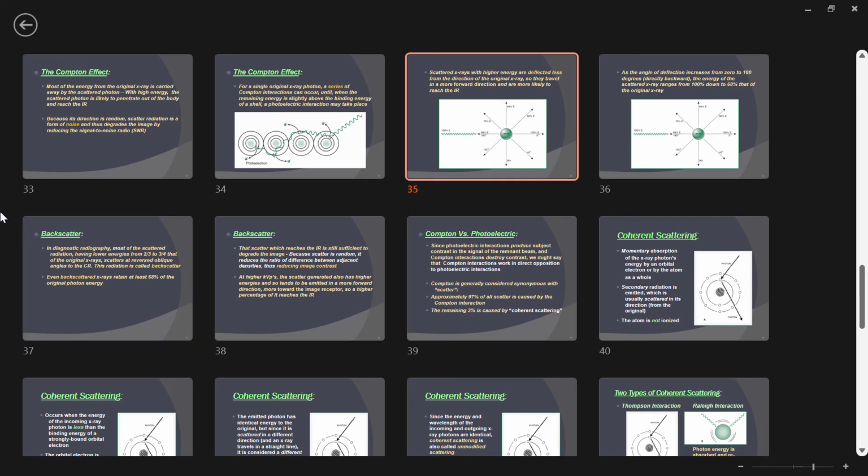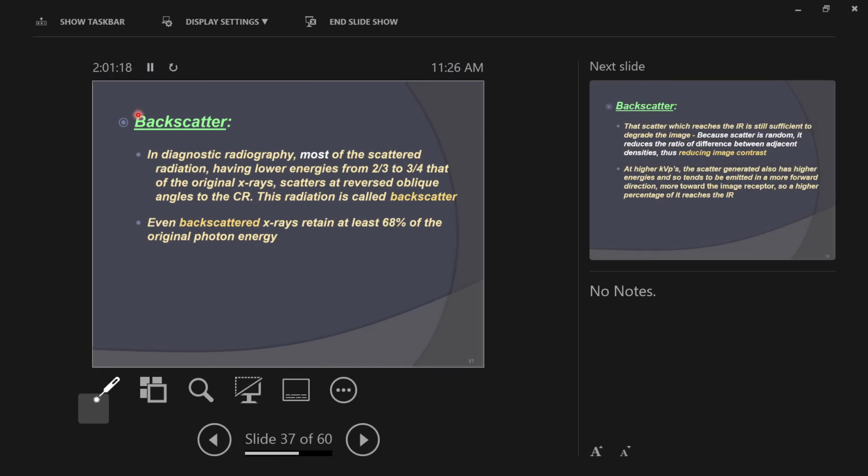Okay, which then brings us to backscatter. Backscatter is exactly what it sounds like. It's scatter traveling back the opposite direction from the patient. In diagnostic radiography, most of the scattered radiation, having lower energies from 2/3 to 3/4 of the original X-rays, scatter at reversed oblique angles to the central ray. This is called backscatter.